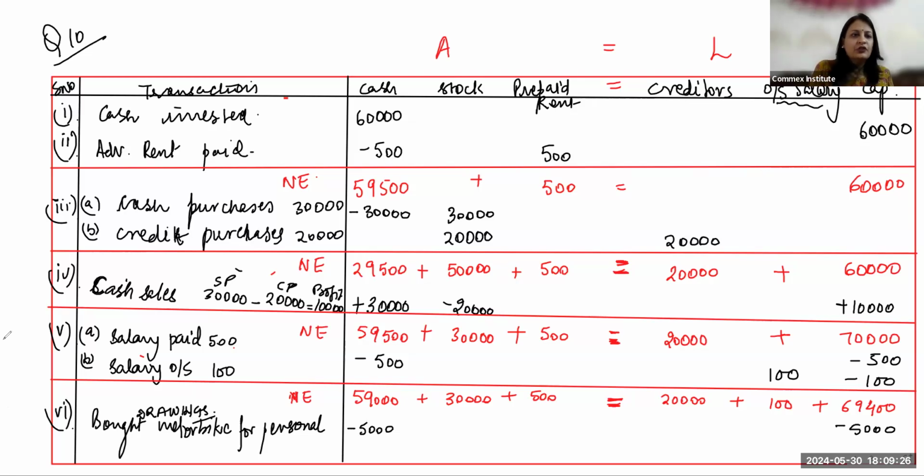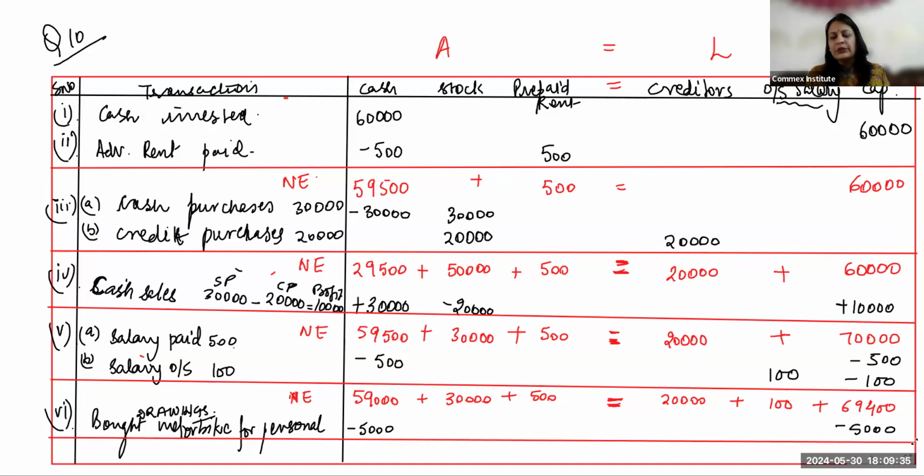Right? And now the time for new equation. So draw a line quickly. And this final equation is important, because with the help of this equation, we are going to draw a balance sheet. So please write this carefully. The final equation, the new equation. So my cash is now going down to 54,000. And my stock is 30,000. Prepaid rent is 500. Creditors are 20,000. The outstanding salary is 100. And the capital has gone down to 64,400.